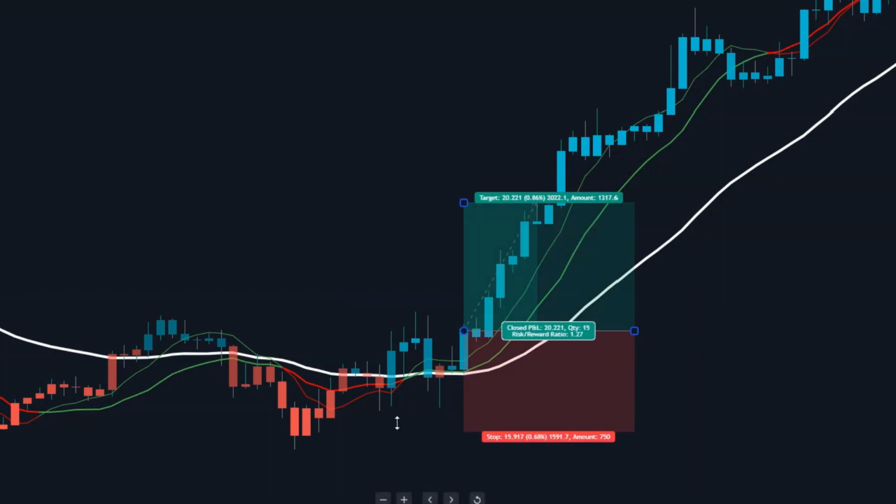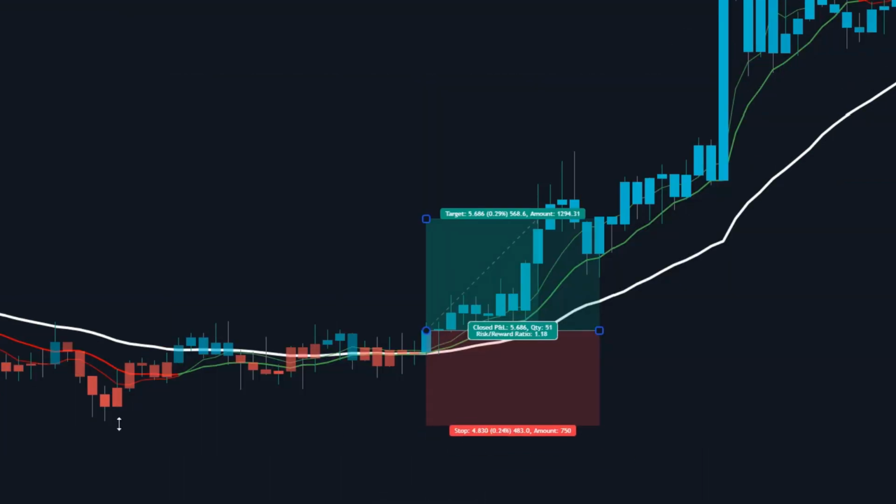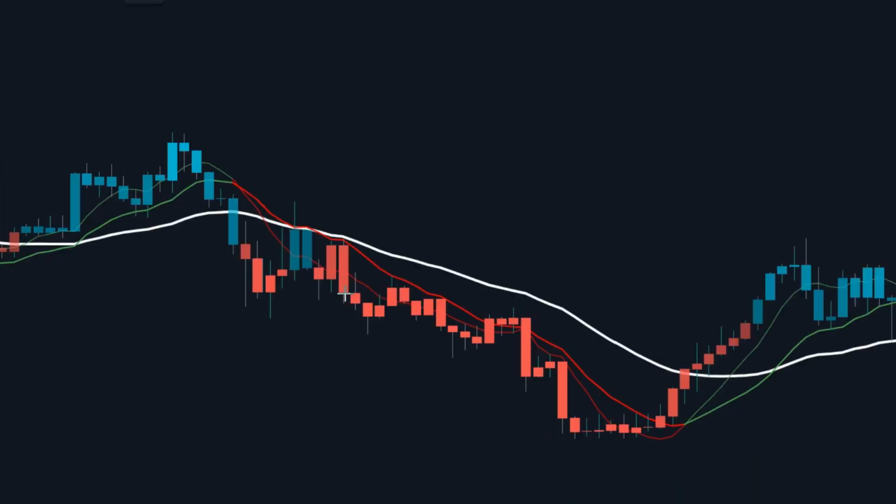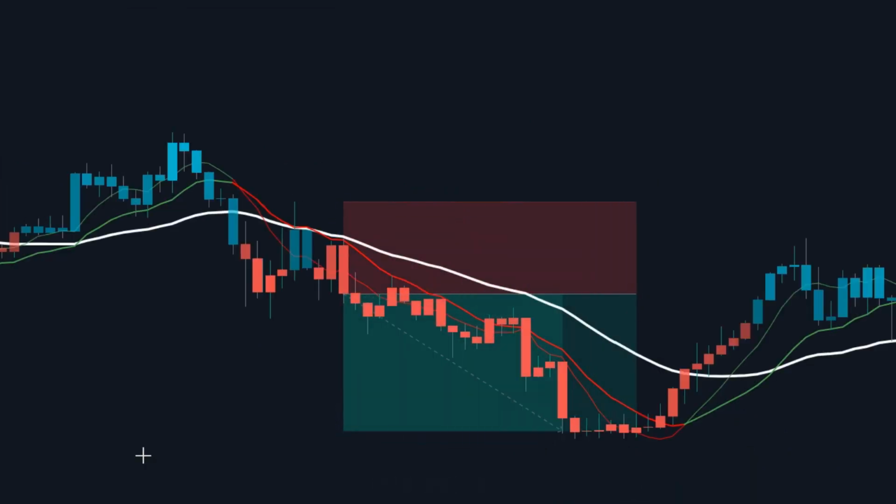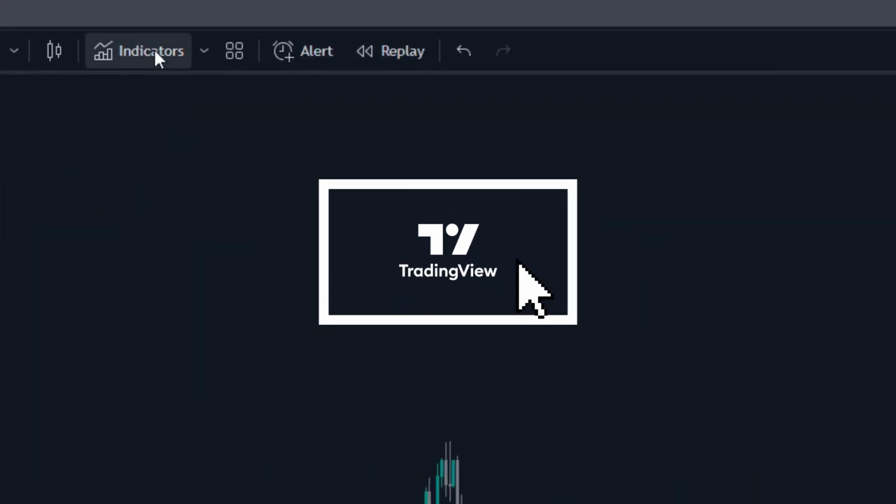I've tested this indicator with incredible results. Stick around to witness the amazing outcome as we dive into the ultimate trading adventure. Fire up your TradingView and head over to the Indicators tab.